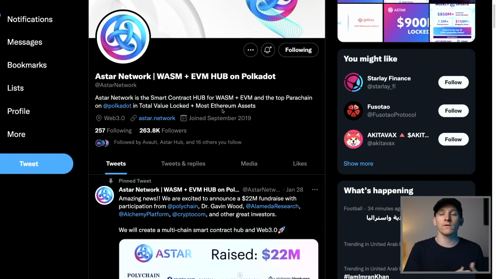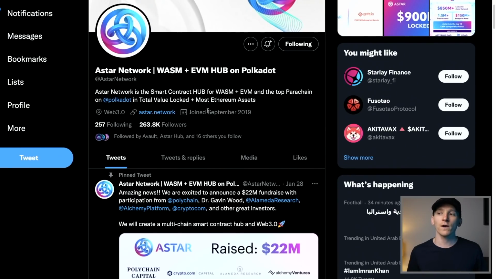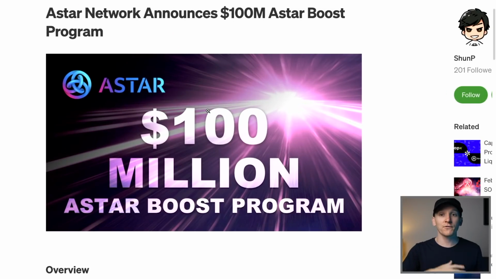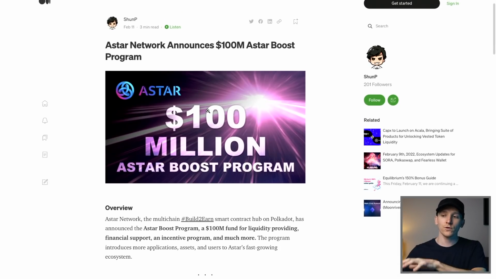The Polkadot ecosystem is basically exploding right now, and they are going through their incentive phase. So this is something that yield farmers will take advantage of. Astar Network is one of the parachains on the Polkadot ecosystem. So they're just launching their blockchain and some of the applications. And as you can see here, obviously from their Twitter, they have a $100 million Astar Boost program. This is an incentive program that yield farmers can take advantage of to get much higher yields than would otherwise be possible. This comes from their Twitter. You can read all about it.